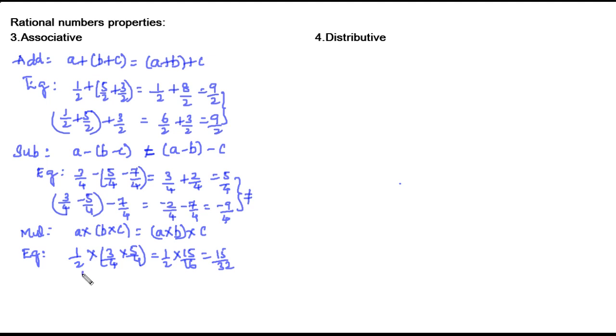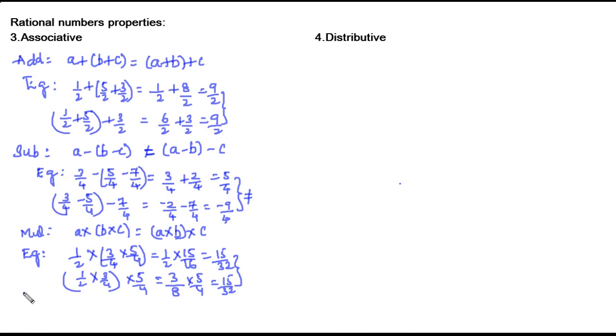Let's consider the right hand side, (1 by 2 into 3 by 4), this whole multiplied with 5 by 4, which will be equal to 3 by 8 into 5 by 4, that is equal to 15 by 32. So these two are equal. We can say that multiplication satisfies associative property.